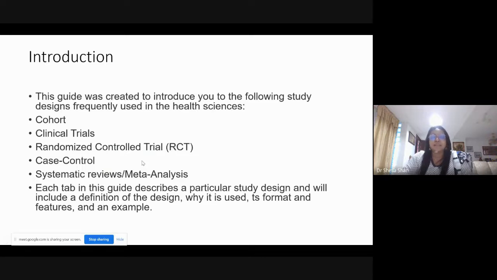So this guide was created to introduce the following study designs, which are frequently used in health sciences. You all come under health sciences, yeah? So here we are going to look at cohort. We can see cohort, clinical trials, randomized control trial, case control, systematic reviews, yeah? I'm going to try to make it as simple as possible, not to bore you. At least you get a clear picture that we have so many types of research design.